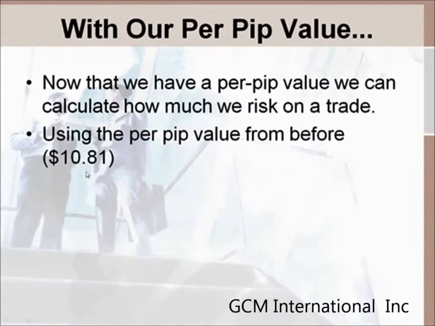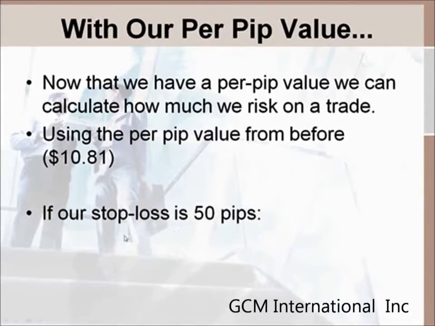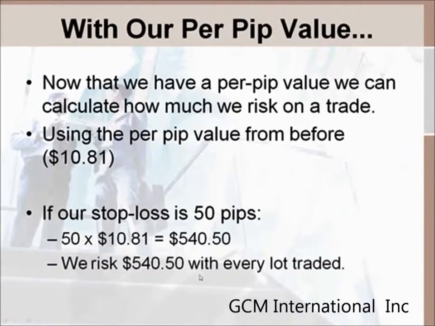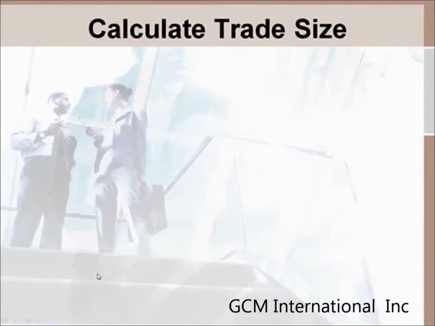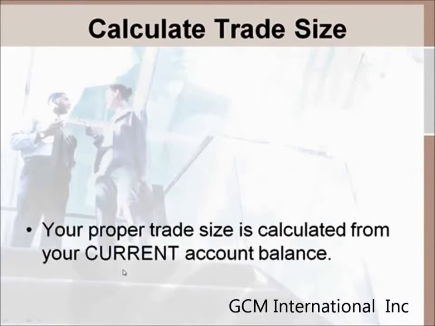Using the per pip value from before, it's 10.81 is what we calculated. If our stop loss was 50 pips on a trade, then we'd be risking 50 times $10.81 equals $540.50. For every lot we traded, we would be risking $540.50. And then we can move on and begin to calculate a trade size with that number.